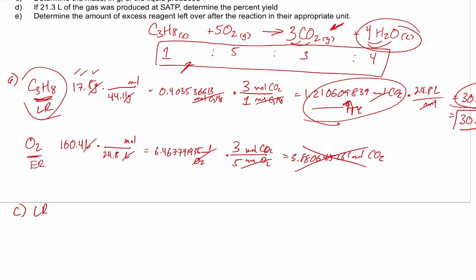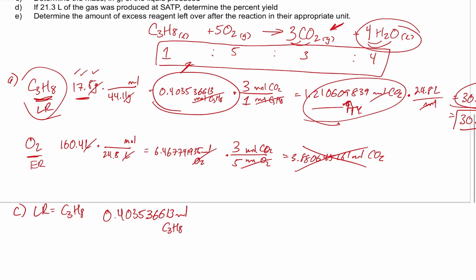Remember that our limiting reagent is C3H8, and the amount of limiting reagent we have is 17.8 grams, or better expressed as 0.40 moles of that. So that's what we're going to start off with, and that's what we're going to base our calculation on. So we're going to put 0.403536613 mole of C3H8, and now we want to figure out how much of H2O is going to be produced from this limiting reagent. So we need to do a mole ratio.